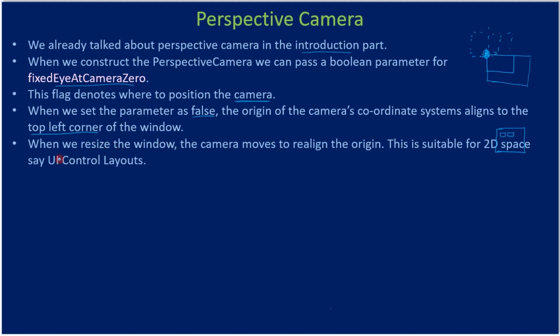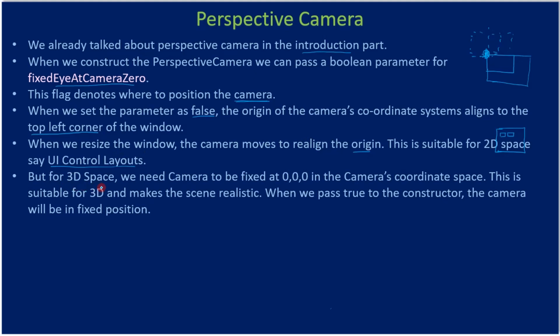So that's what we are talking about here. When we resize the window, the camera moves to realign the origin. This is suitable for 2D space, say UI control layouts. Perspective camera with false, fixed eye at camera 0, that is false. That means the camera will realign towards the top left.